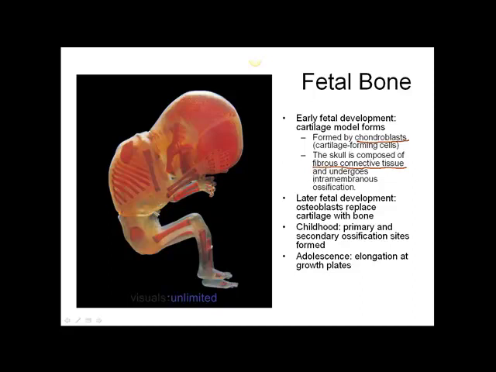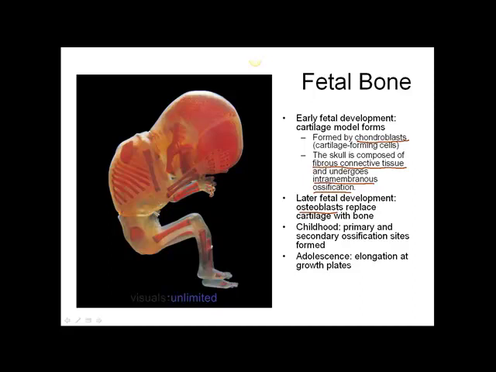When they ossify, this is called intramembranous, because fibrous connective tissue is a membrane, sorry, and not a cartilage. So you have to remember the difference between intramembranous ossification and then long bone endochondral ossification. So later in fetal development, osteoblasts replace cartilage with bone. That's just ossification. And then in childhood, we have primary and secondary ossification sites so that the shaft can ossify, and in the meantime the bone can still lengthen.